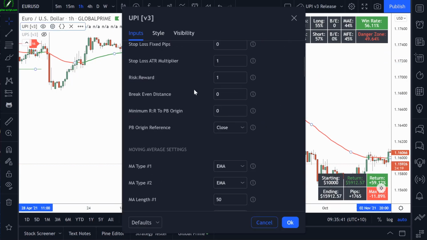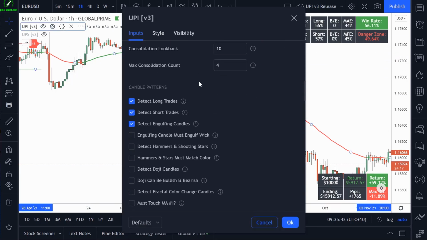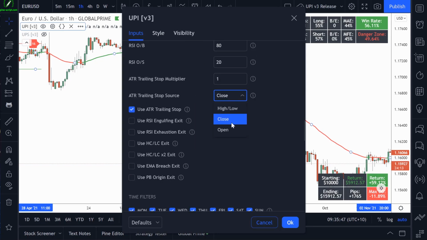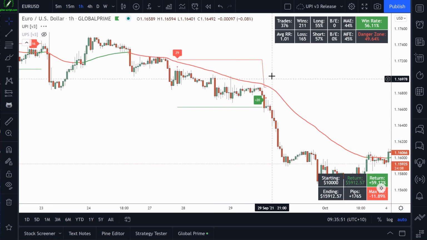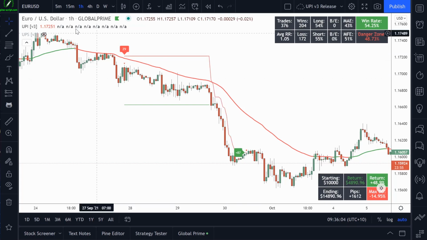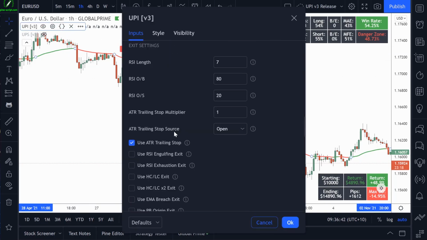So there's pros and cons to all exit approaches in any strategy. But the other option here is the open. So if we set that to open, then we can see how that affects this particular trade. And you can see that we have a much tighter stop loss here, but this time the trade played out more profitably. So that's something you can play around with. So that's the ATR trailing stop exit reason.